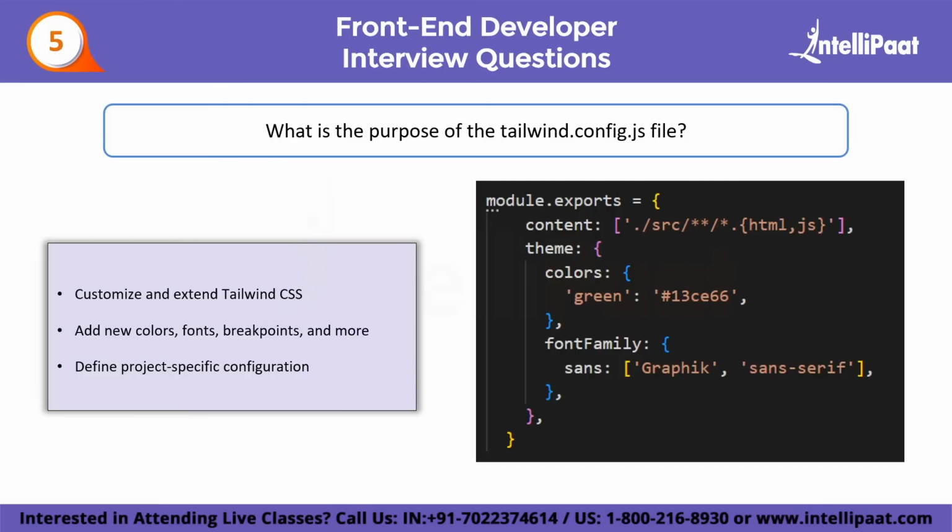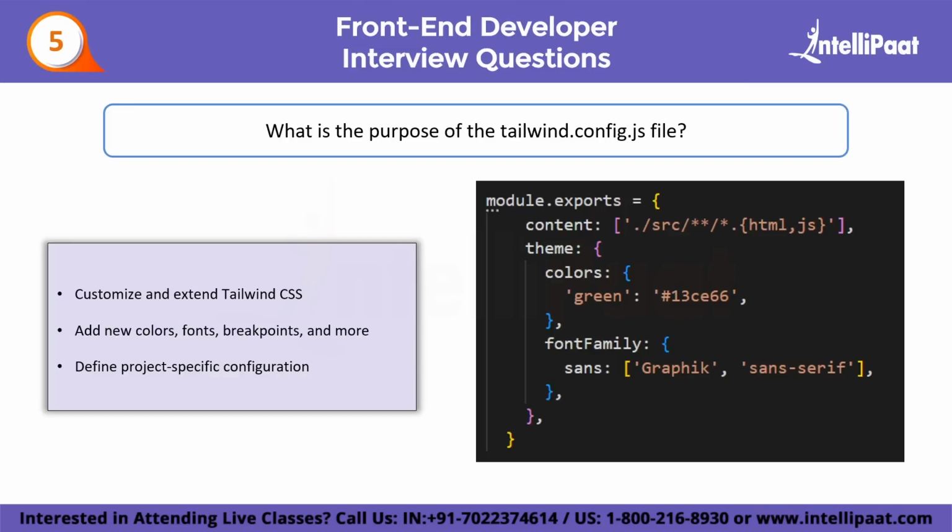Moving on to the next question. What is the purpose of the tailwind.config.js file? The answer to this question would be, the tailwind.config.js file in a Tailwind CSS project serves as a configuration file that allows you to customize various aspects of the Tailwind framework. It provides a way to extend, override, or remove default settings and styles.